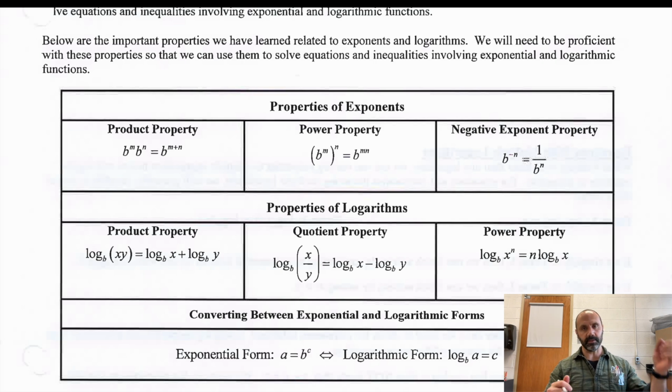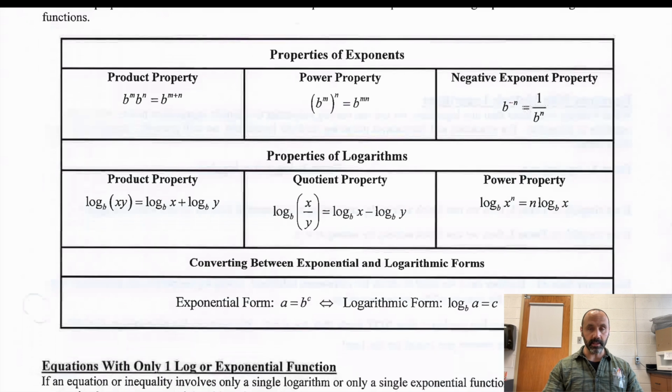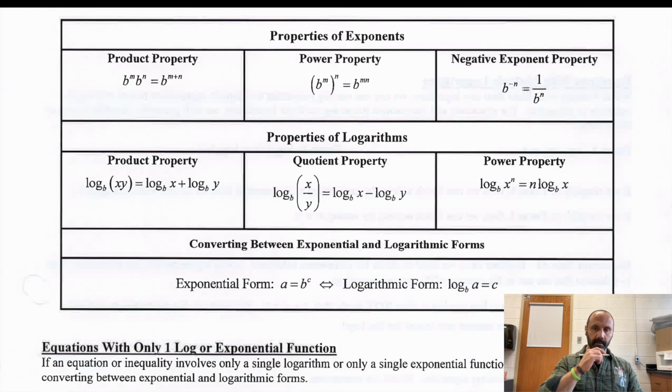how those exponents are combined when you're multiplying bases, when you've got the base to the power to another power, etc., negative exponents, and then the logarithmic properties as well, product, quotient, power property, etc., and then converting between the forms, exponential and logarithmic forms. It's important to be able to go back and forth between the two.